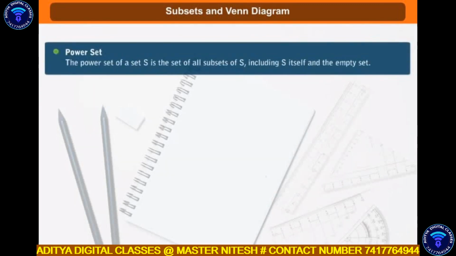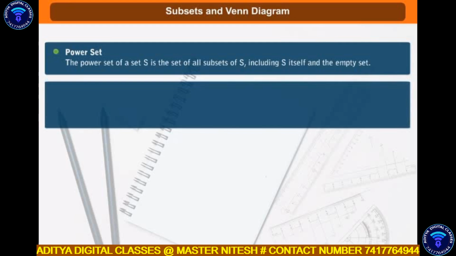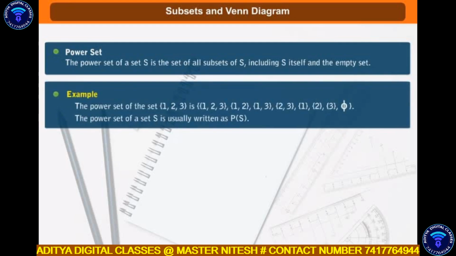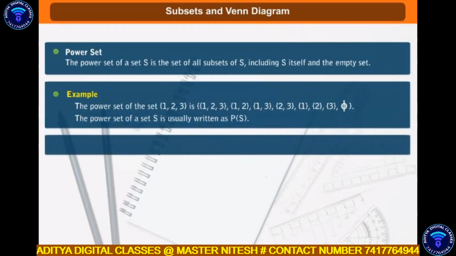Now let's see what a power set is. The power set of a set S is the set of all subsets of S, including S itself and the empty set. For example, the power set of the set {1, 2, 3} is a combination of different subsets of {1, 2, 3}, also including the empty set. The power set of a finite set with n elements has 2 raised to the power n elements.